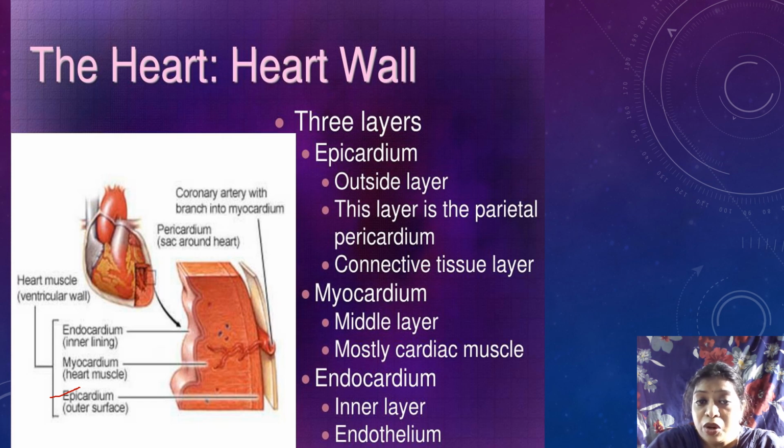Okay, so the heart has three different layers. What are those layers? The first one will be the epicardium. The second one will be the myocardium. The third one will be the endocardium. What is this epicardium? You can see in the picture itself, right? You can see in the picture this epicardium.